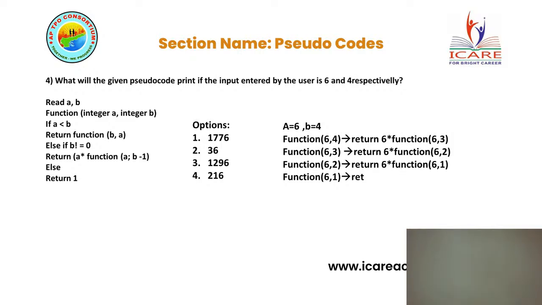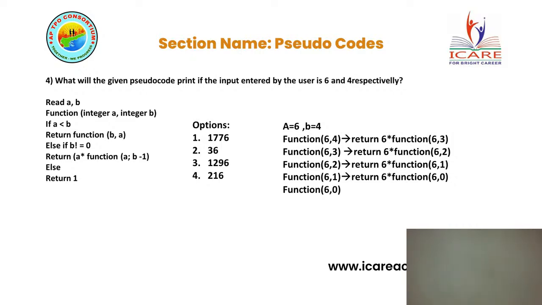So there is a return statement. Return a value is 6, 6 into, again we are having the function of a comma b minus 1. Here we are having the b value as 1, so 1 minus 1, which is 0, so 6 comma 0. So we have called the function 6 comma 0.